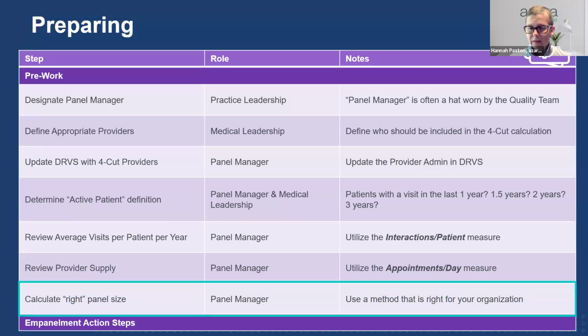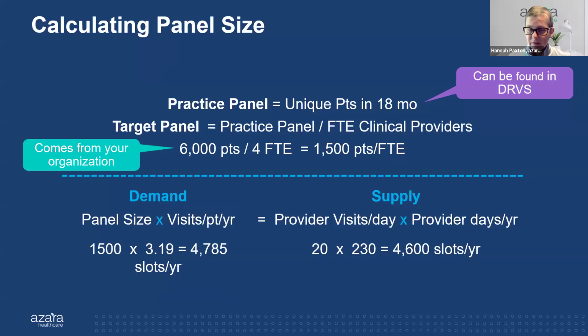And then you can use that information to calculate your ideal panel size. There are so many methods to do this. You'll kind of have to think about what works best for your practice. But I'll walk you through the example that we put together here, just as a simple way that you could get a ballpark. And so we're going to look at our practice panel for the time period that we consider patients to be active. In this case, it's going to be 18 months.